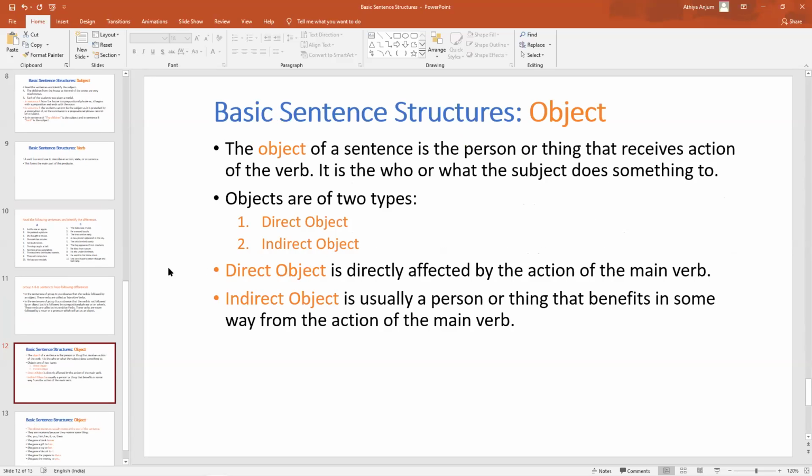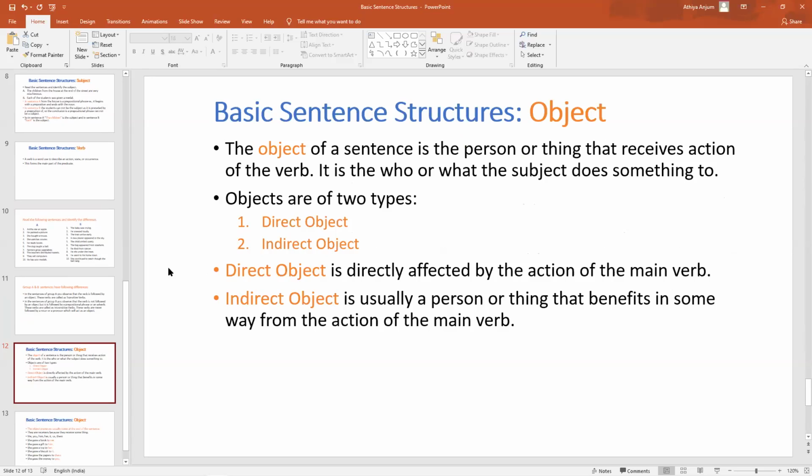Now, you have the objects. The object of a sentence is a person or thing that receives the action of the verb. After the verb, you have either a person or thing that comes there, and that is called the object. Again, you have two types of objects. You have the direct object and the indirect object.